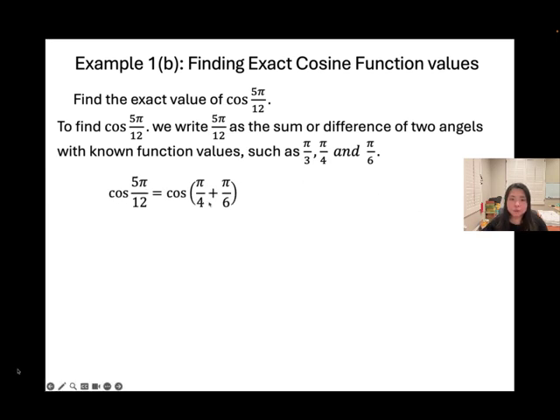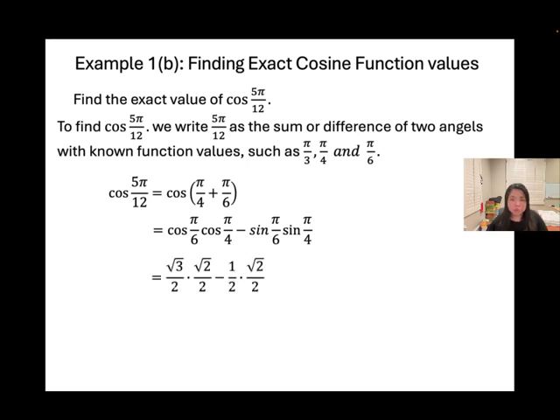So pi over 4 plus pi over 6 will be equal to 5 pi over 12. And then we're going to apply the cosine formula: cosine A cosine B minus sine A sine B. And then use the special triangle to figure it out. Simplify it, and you're going to get this.